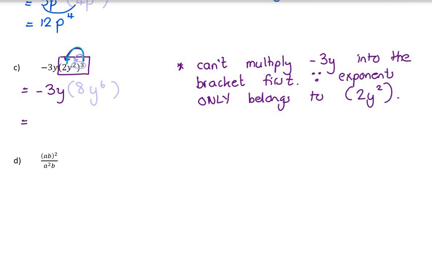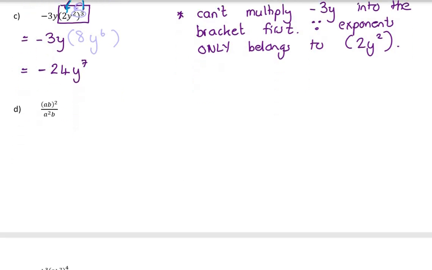Okay, now I'm multiplying signs, numbers, variables. A negative times a positive is a negative. 3 times 8 is 24. And I have 1y and another 6. So I have y multiplied by itself 7 times. Right, on to the next one.